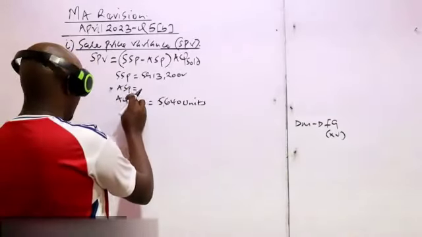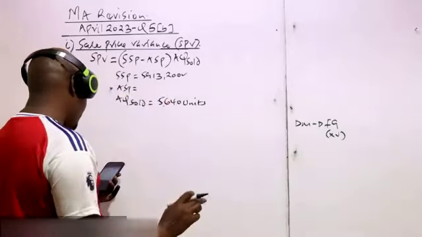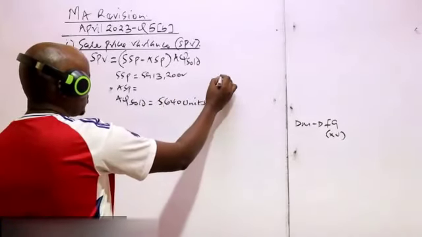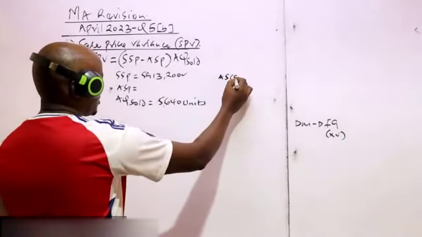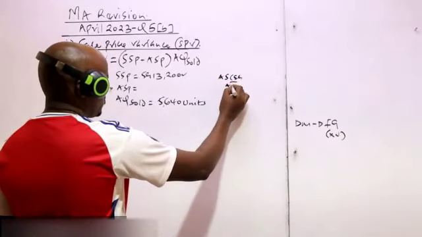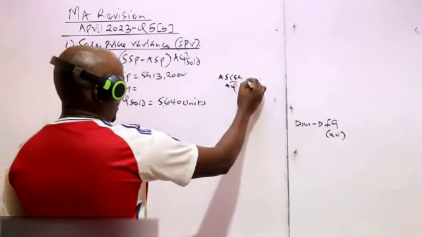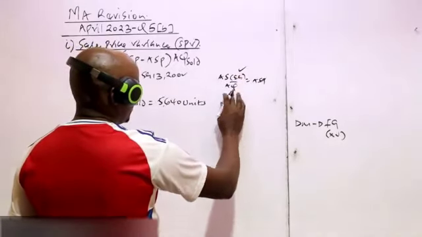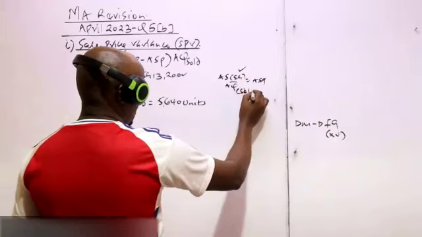And then we also need to determine the actual selling price. Are we given the actual selling price? No, but we can compute that because we have the actual sales in shillings, and also we have the actual quantity. So to get the actual selling price, we take the actual sales in shillings and divide that by the actual quantity sold.